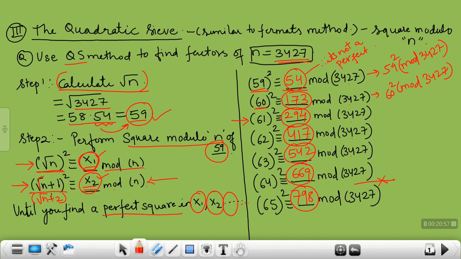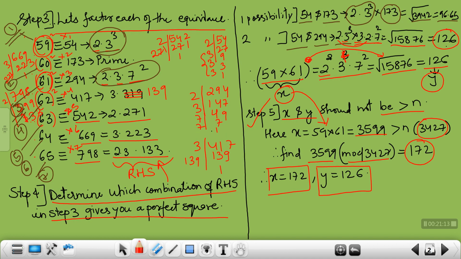When we are not getting any perfect square, the option that remains is to combine these things. I need to combine and check if the factors of these equations give me a perfect square or not. So step number 3 will be: I will factorize each of these equations, x1, x2, x3, and I have found the factors of it. After that I will combine these factors. I will make combinations of factor number 1 with 2, factor number 1 with 3, factor number 1 with 4, and check which combination gives me a perfect square.